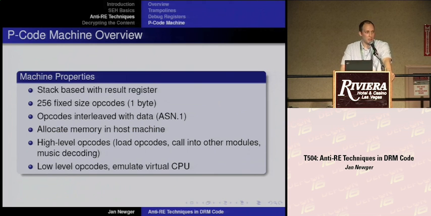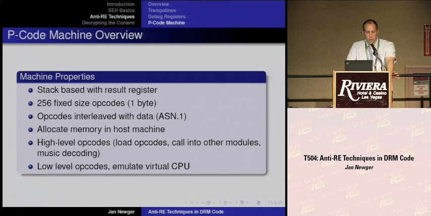Okay, so the final protection mechanism, which seems to be probably the hardest one, is the use of a P-code machine. So what's a P-code machine? A P-code machine is some kind of virtual machine which is embedded inside the DRM system. And in this case, this virtual machine is stack-based, which means that all parameters are pushed on a virtualized stack, which is maintained by the P-code machine.